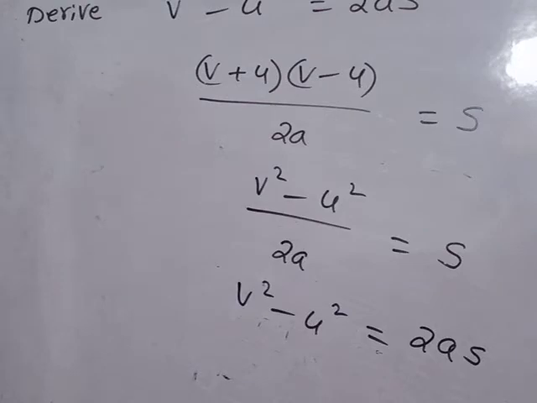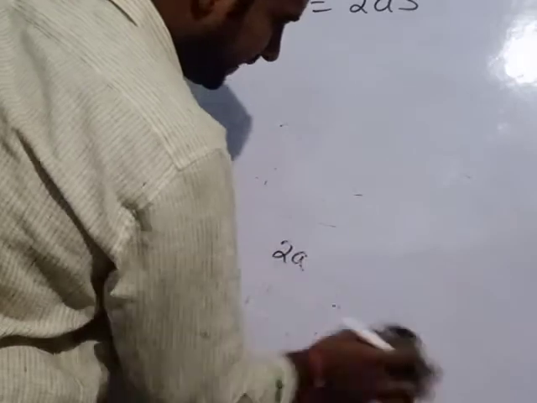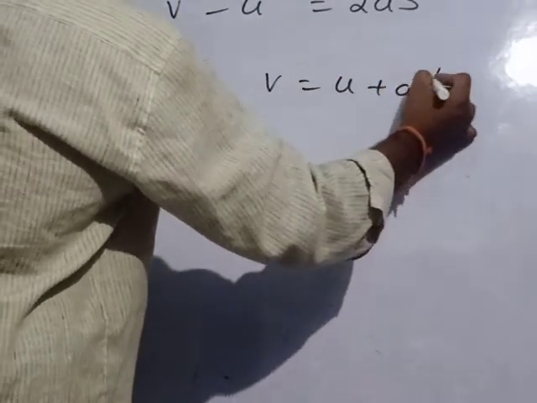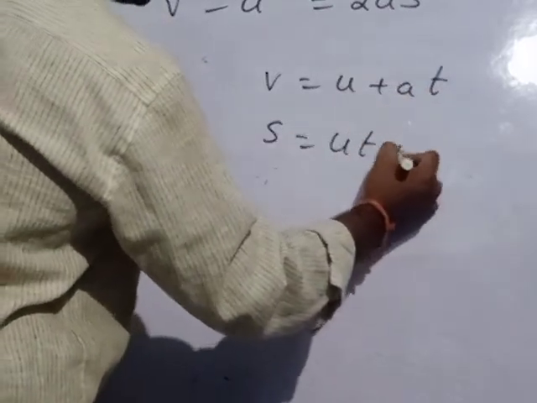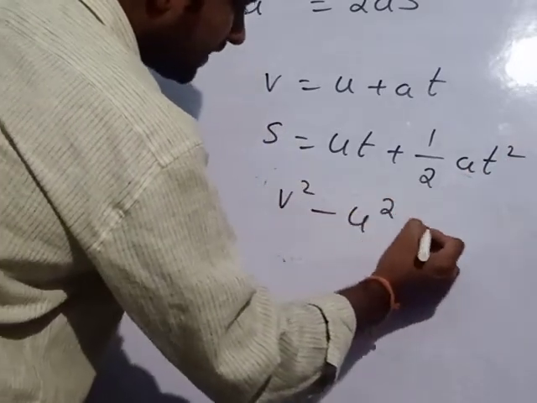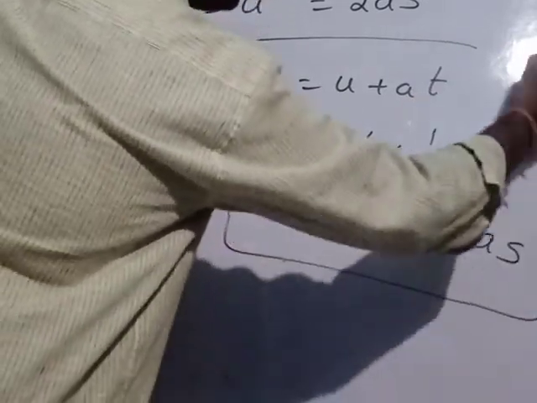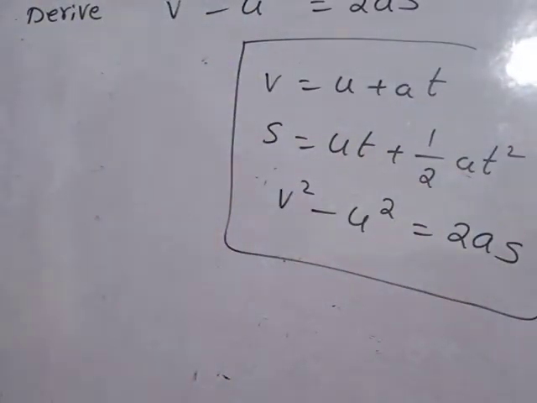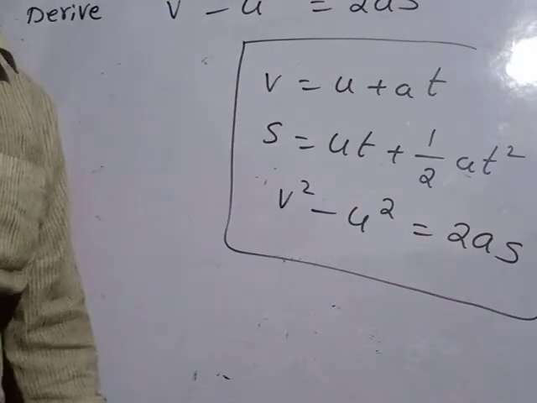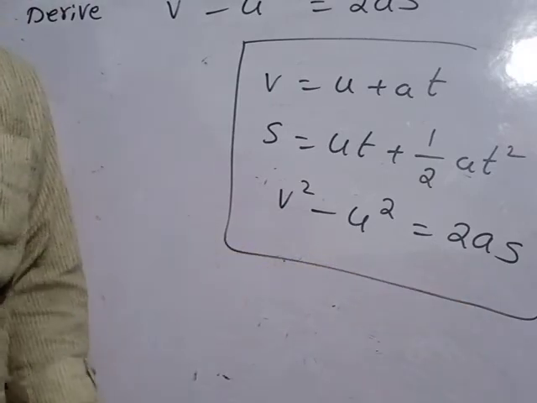Clear all of you? So total there are three equations. First one is V is equal to U plus AT. Second equation S is equal to UT plus half AT square. And the third one is V square minus U square is equal to 2AS. Those three equations are called equations of motion. Clear? Here V indicates the final velocity, U indicates initial velocity, T indicates the time, A indicates the acceleration, and S indicates the displacement. Clear all of you?